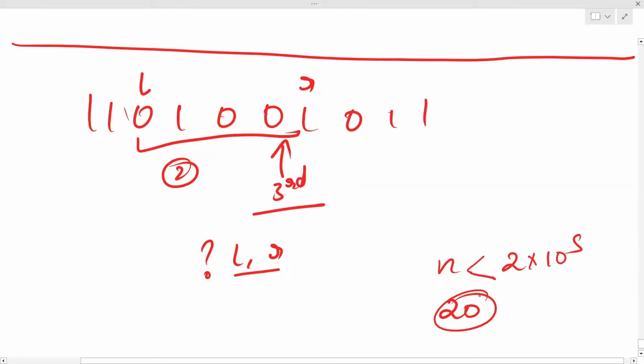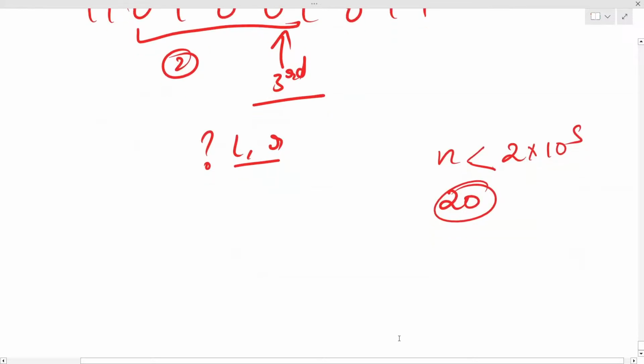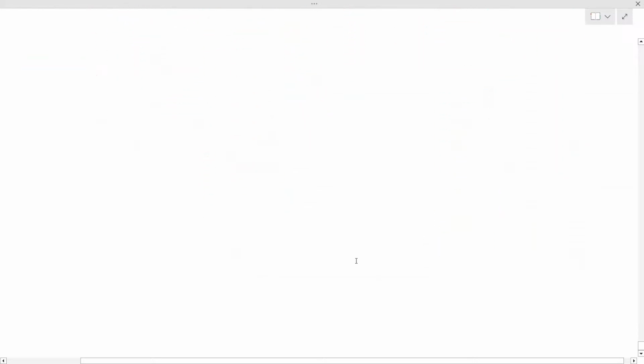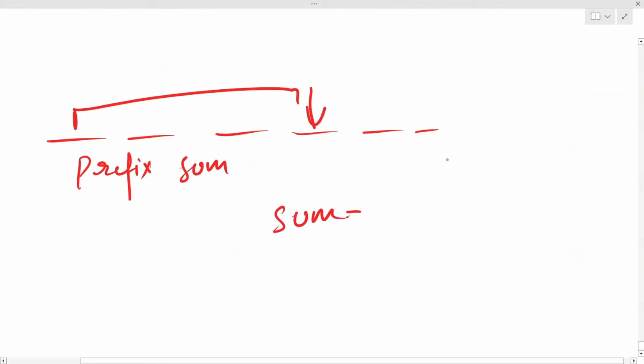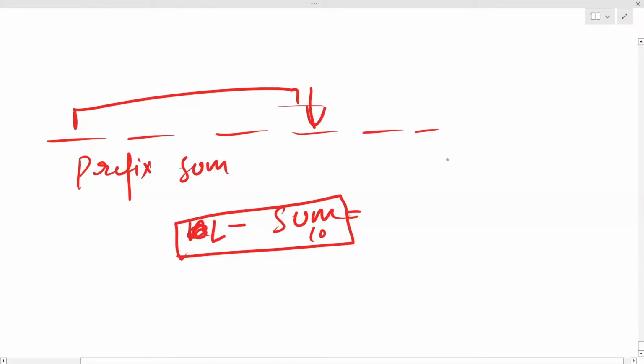The number of zeros would be the total range minus the sum in that range. See, if this is the array and you calculate the prefix sum starting from here, then if you find n minus sum, that is basically the number of zeros in this part. Let's not write it as n, I'll write it as L, and the sum is from 0 to L. So L minus sum of 0 to L is the number of zeros in the range 0 to L, right?